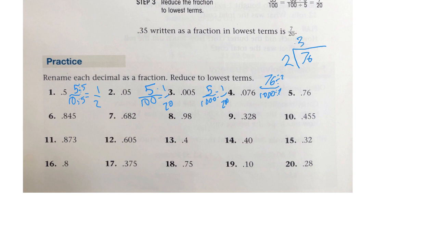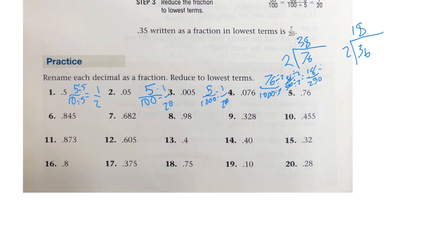And that'll be 38 and 500. So we got 38 over 500. Those are both even again, so you can divide by 2 again. Now 2 goes into 38 19 times. And 500 divided by 2 is going to be 250.